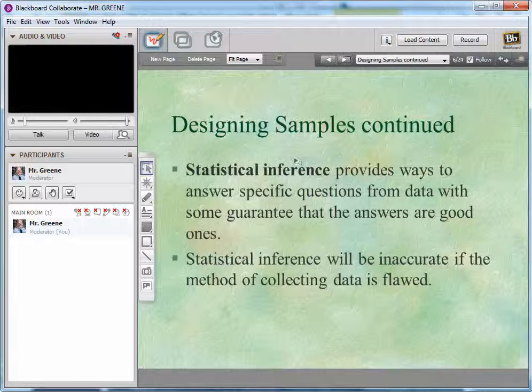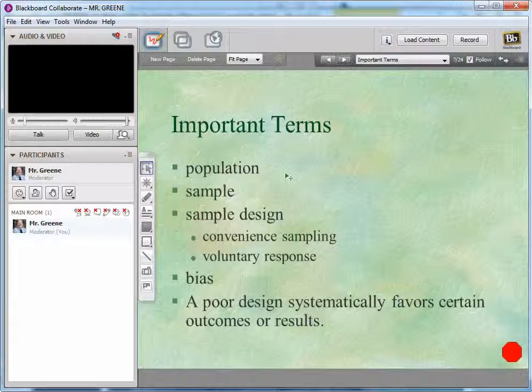Okay? So what we're looking for is samples that provide an answer to specific questions from the data with some guarantee the answers are good answers. This is called statistical inference. It can be very accurate, but it can also be very inaccurate if the method of collecting data is flawed. So we have to be very careful about how we're collecting that data. Okay? So let's look at some important terms.